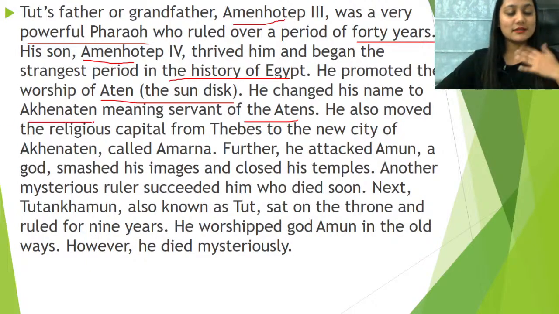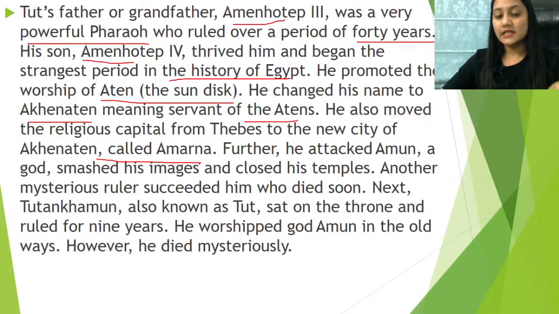Akhenaten ka matlab kya hota hai? Servant of Aten. And who is Aten here? That is the sun. He also moved the religious capital from Thebes to this new city of Akhenaten, which is now called Amarna.